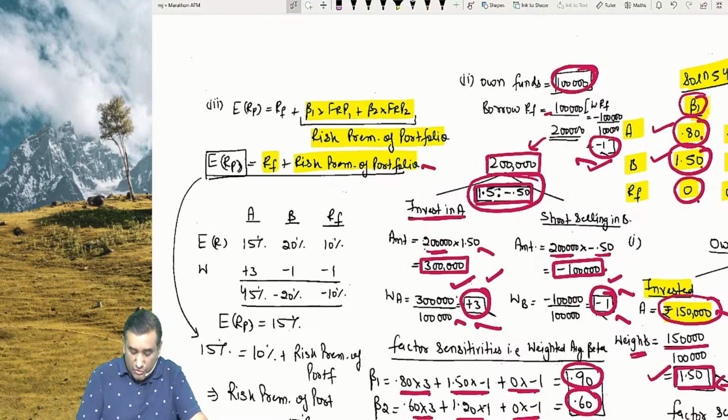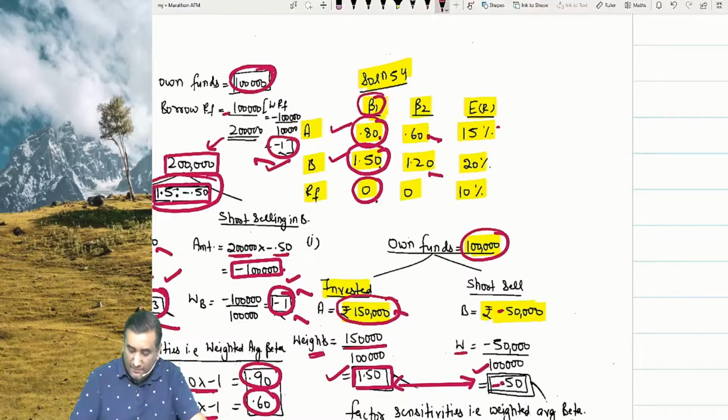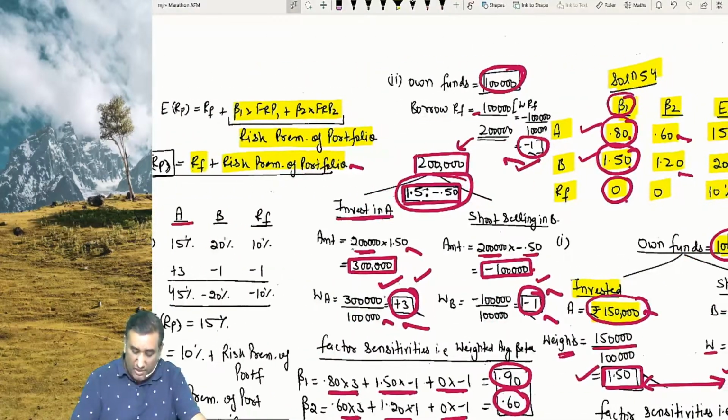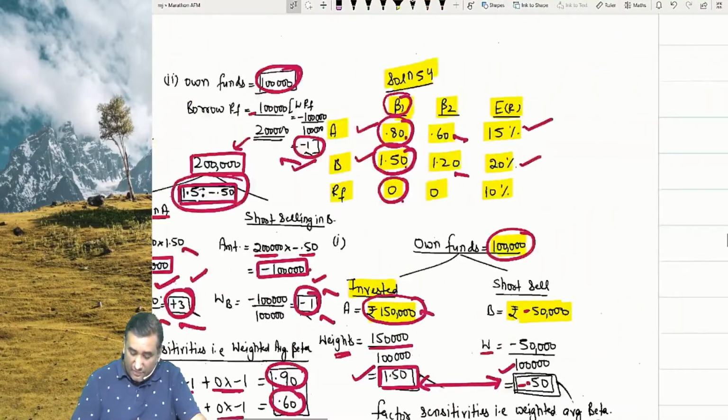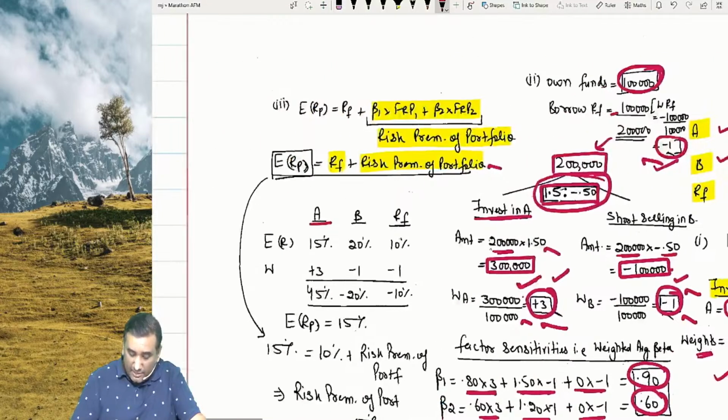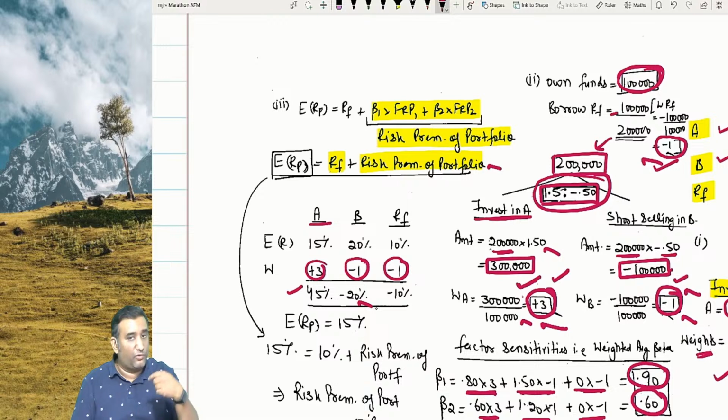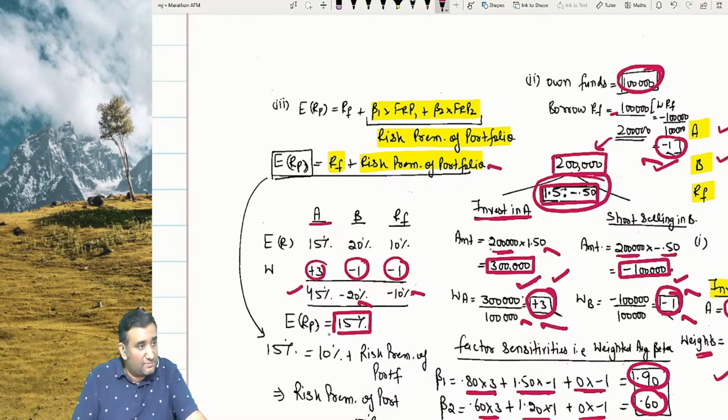What do I need to calculate? A, I know the return of A was 15%. B, how much is the return? 20%. C, how much is RF, how much is the return? 10. And we just calculated their weights: 3 times, minus 1, minus 1. That means 15 into 3 is my return. 20 into minus 1 I will have to return back, and 10 into minus 1 I have to repay because I have borrowed in the risk free. So 45 minus 20 minus 10. Your expected return of the portfolio is 15.